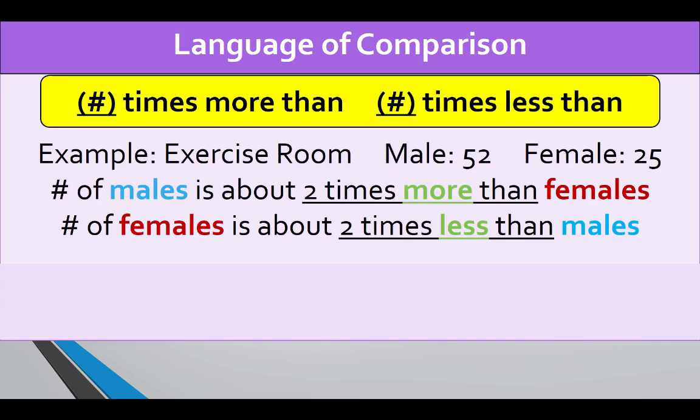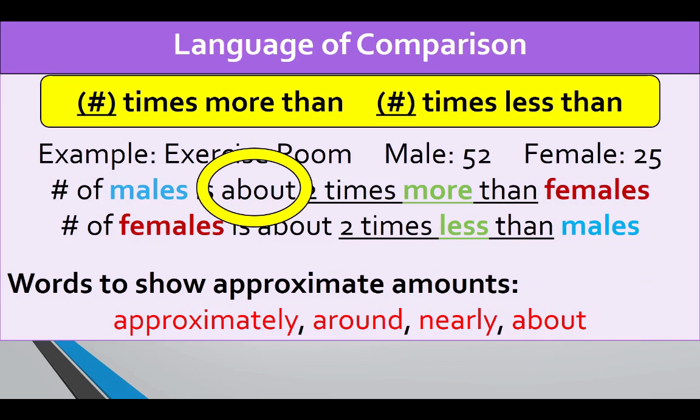Look at the following example. There were 52 males and 25 females who wanted the exercise room. That's a little more than 2 times. The number of males is about 2 times more than females, or the number of females is about 2 times less than males. Did you notice I used about 2 times more? Well, there are some words that show the number is not exact but close in amount, like approximately, around, nearly, or about.